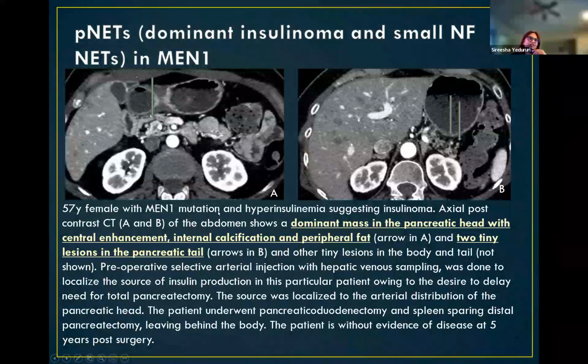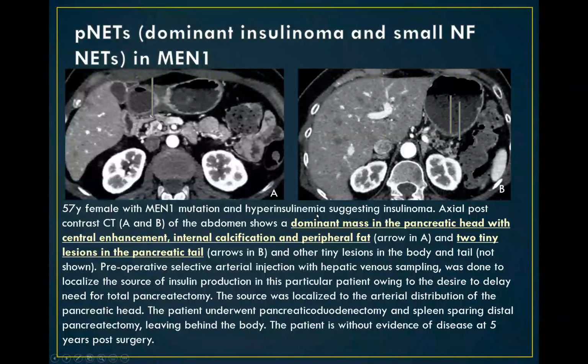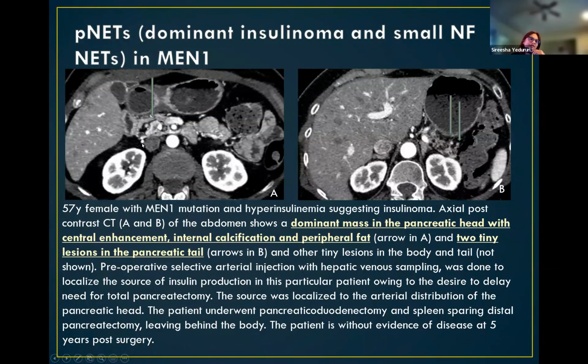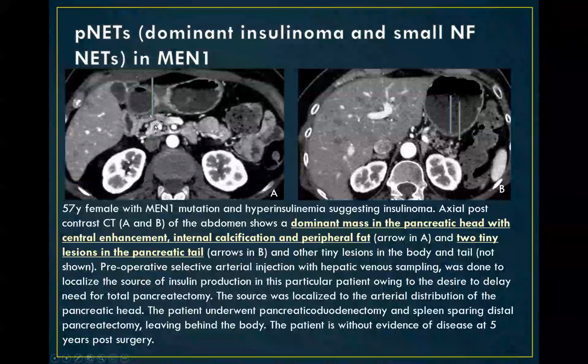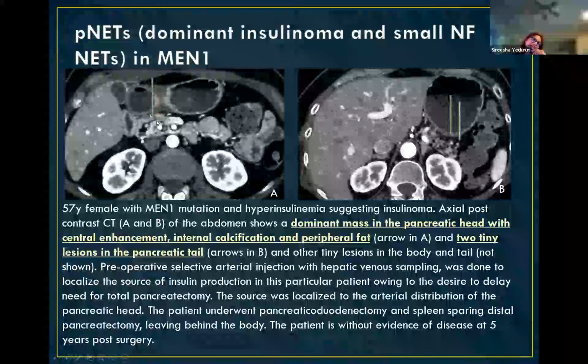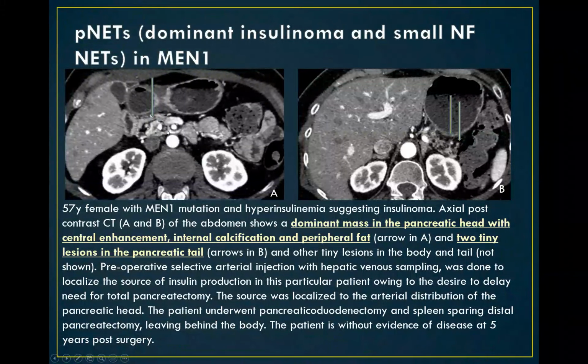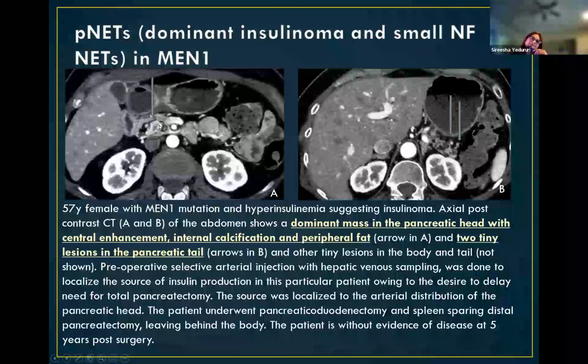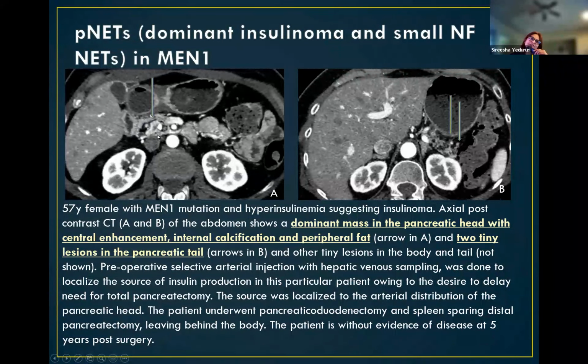So this is what I was talking about. This patient had a MEN1 mutation and hyperinsulinemia clinically. So we did post-contrast imaging of the abdomen. This is the enhancing portion of the tumor. There's a calcification, and then there is fat around this area. That is one of the characteristic findings described with insulinomas: fat surrounding an enhancing nodular area. And this patient also had additional lesions like tiny nodules here.